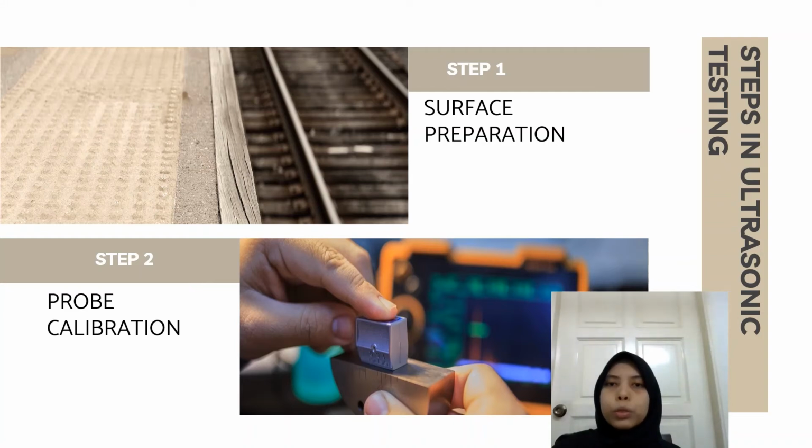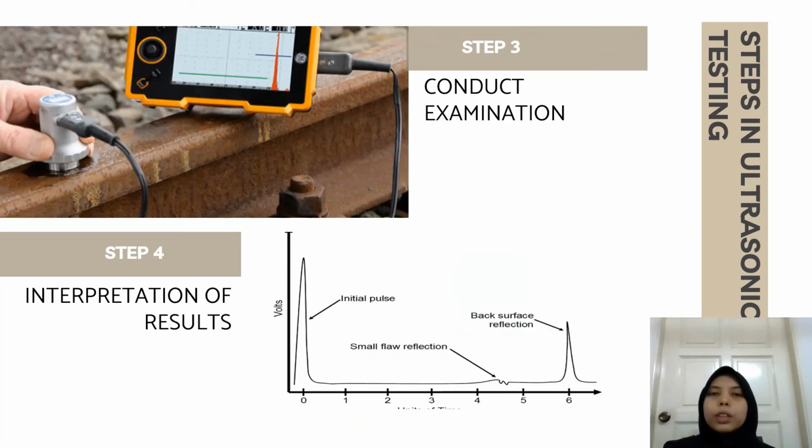Next, moving on to the procedures and steps involved in ultrasonic testing. There are four important steps to be followed in order to carry out this non-destructive testing on railway tracks. The first step is surface preparation and the second step is probe calibration. The third step is to conduct an inspection by placing the probe on the tested area, and lastly, the fourth step is the interpretation of results that will be done by a qualified inspector.